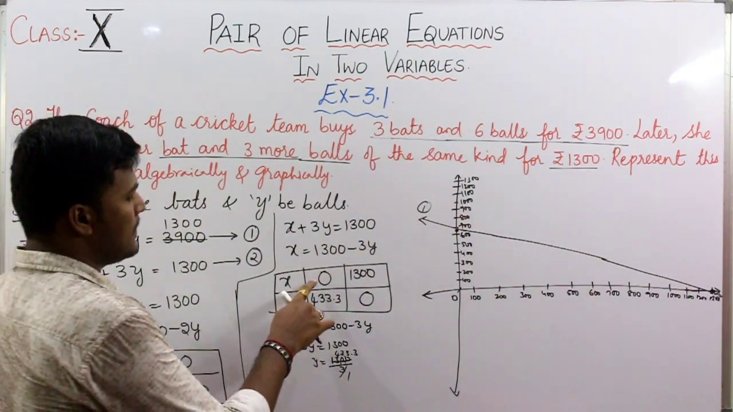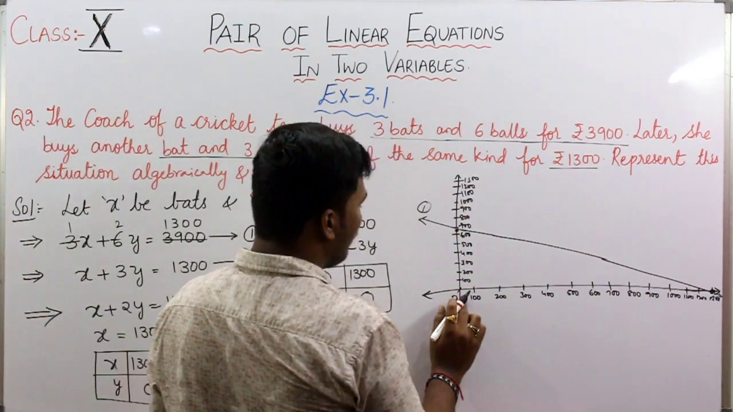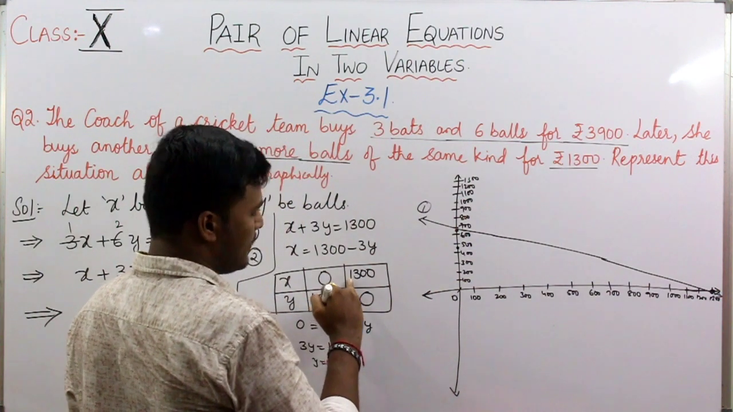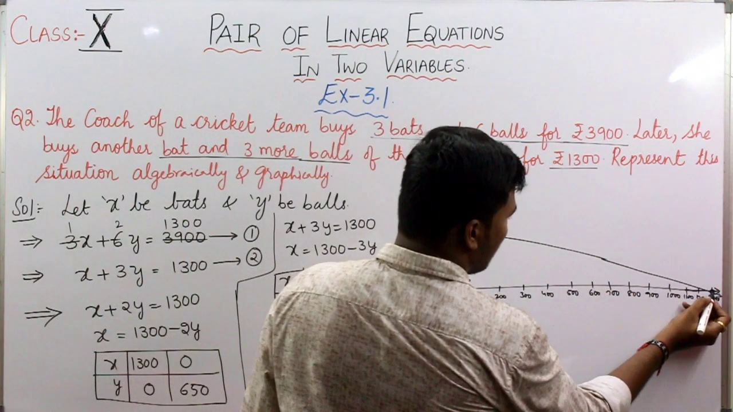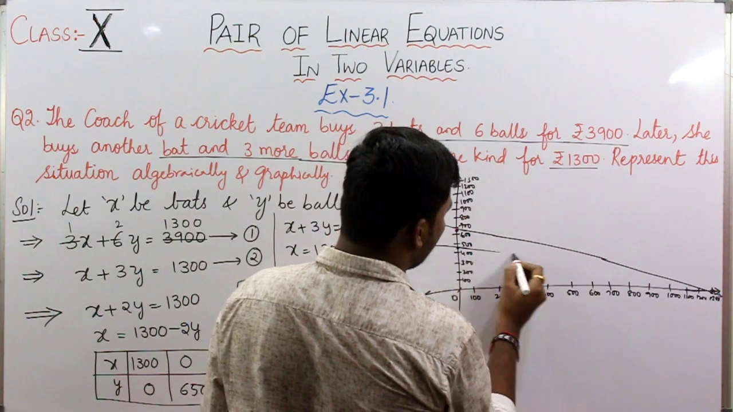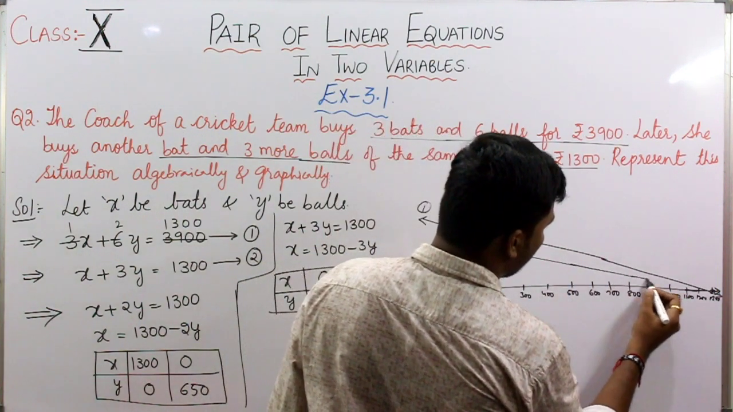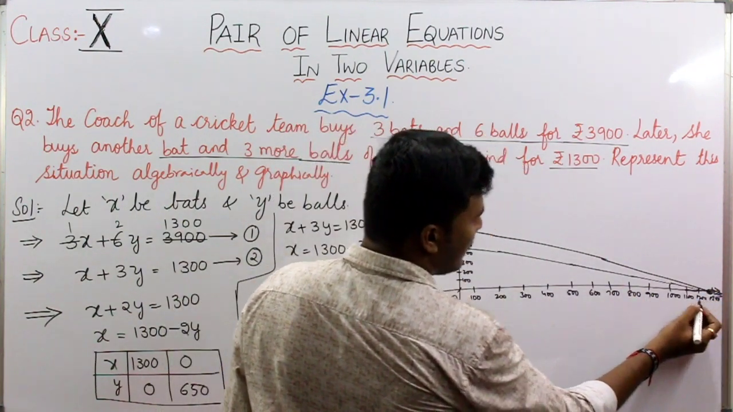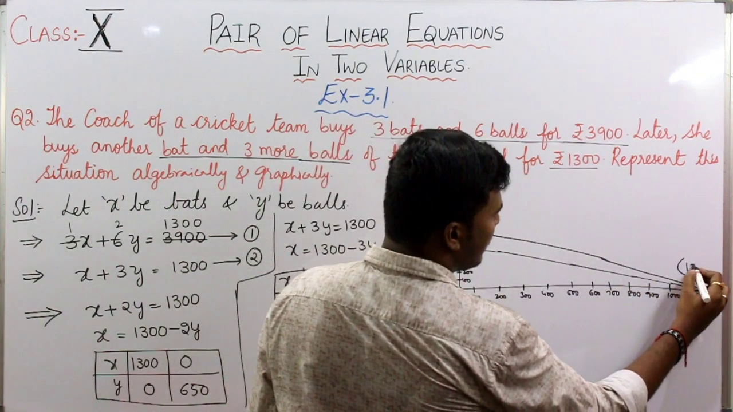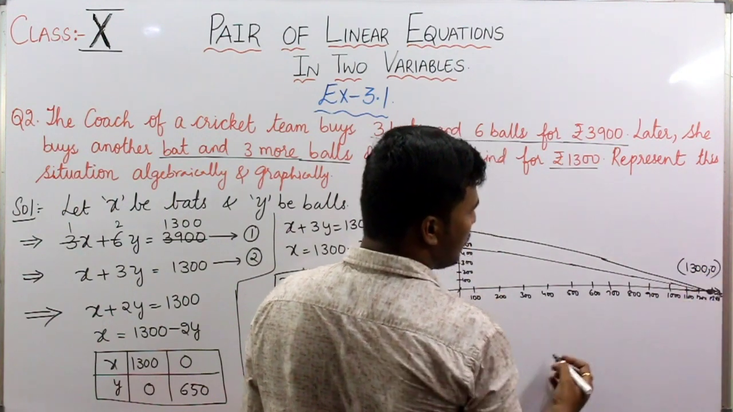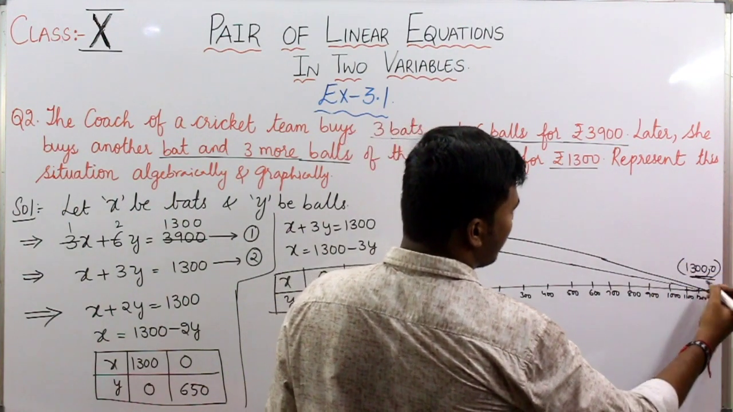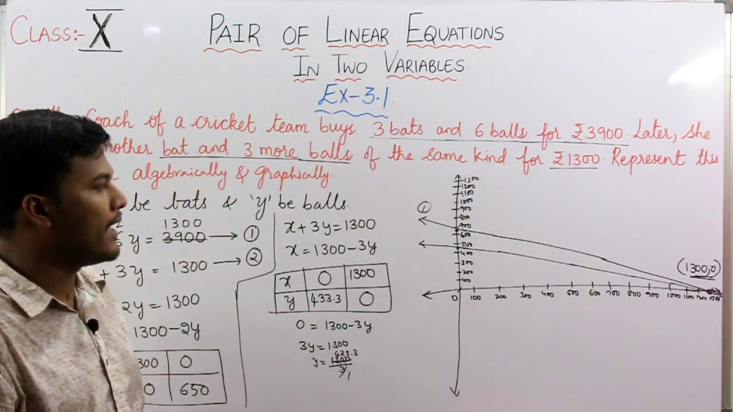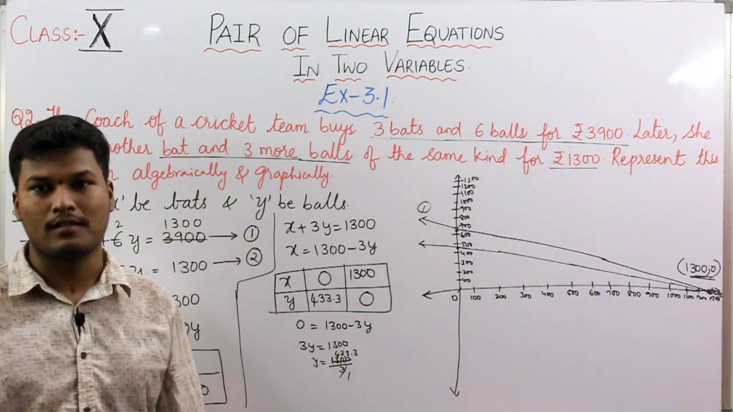Next, x is 0 and y is 433 point something, so I am placing it around 430 somewhere. And the second one is 1300, 0, that means the same point. So both are intersecting at one point, right? Both are intersecting at one point, that is 1300, 0. So this is the intersecting point of x and y, right? Therefore the cost of the bat is 1300 and the ball is 0.